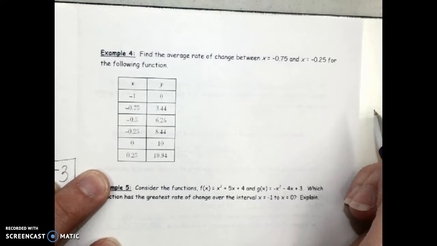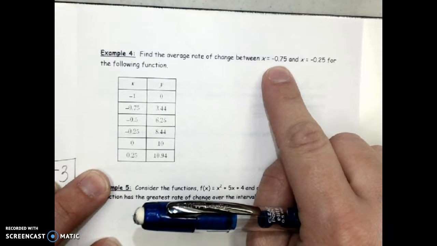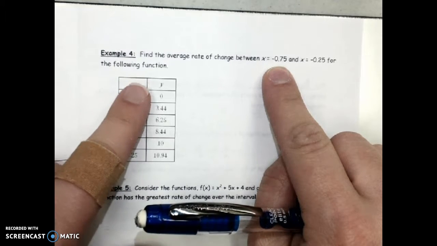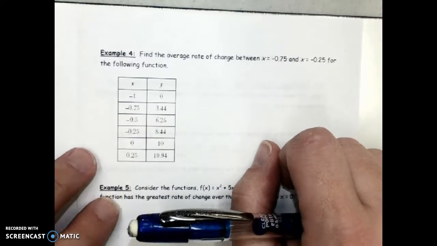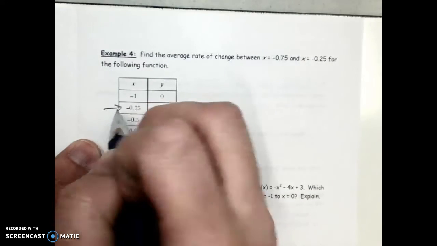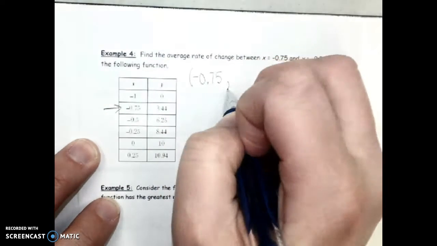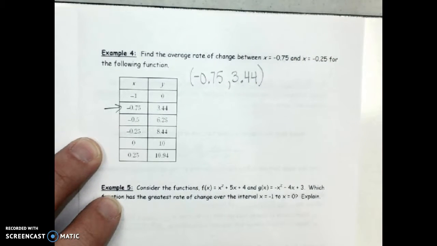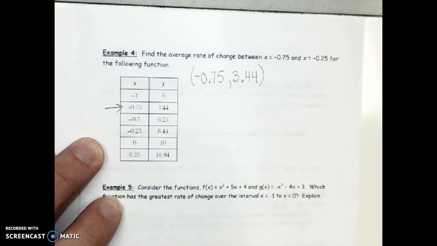Well, if I know x equals -0.75, how do I find its y? I look in the table. X equals -0.75, its y is 3.44. That's important to me. So one of my ordered pairs is -0.75, comma, 3.44. You say, can I round? No. They gave you 2 decimal places, so you have to round to 2 decimal places.